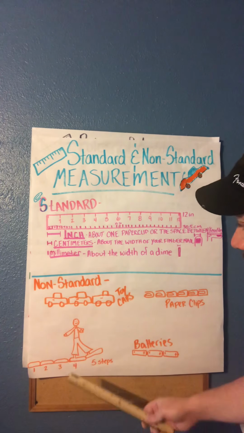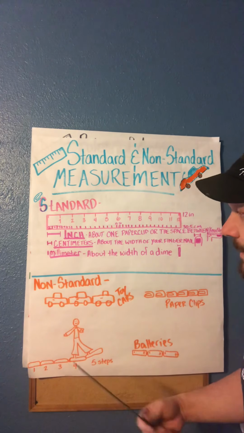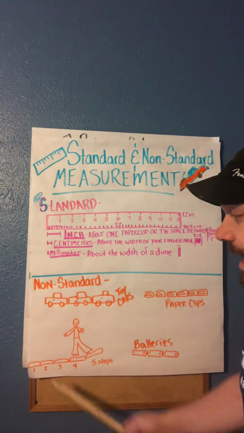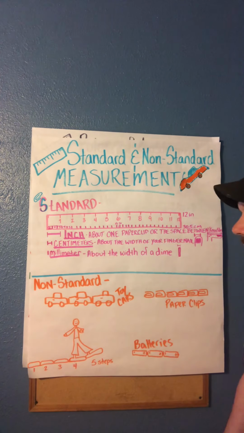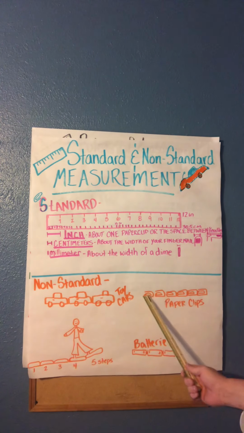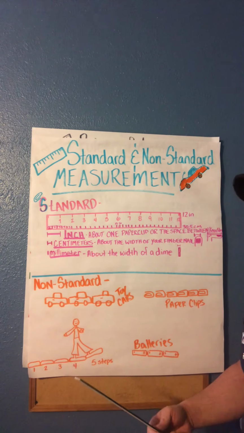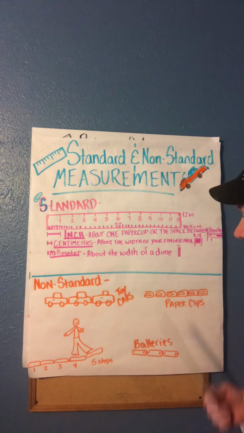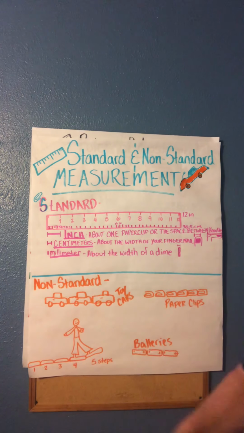So that's why I've got this guy here, one foot in front of the other, because your feet are the same size. If they're not, this wouldn't work. Another tool that you could use would be something like paper clips. You could just line them up end to end, and you could say, my pencil is 9 paper clips long, or something like that. Or you could use batteries or toy cars or anything.